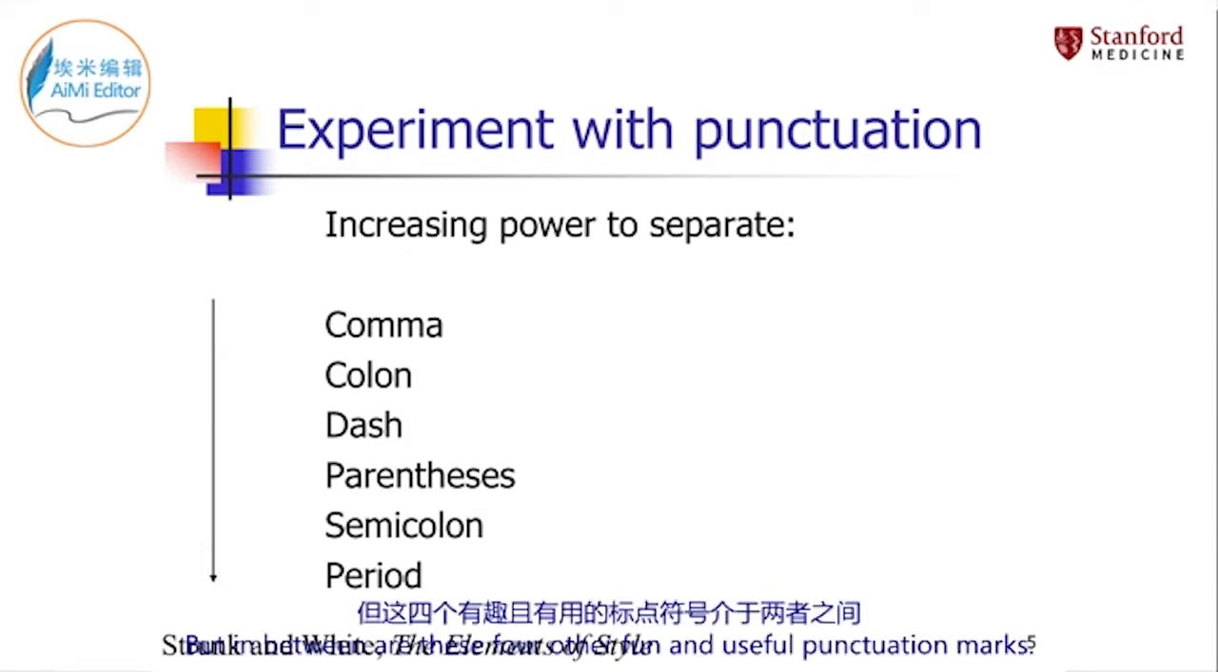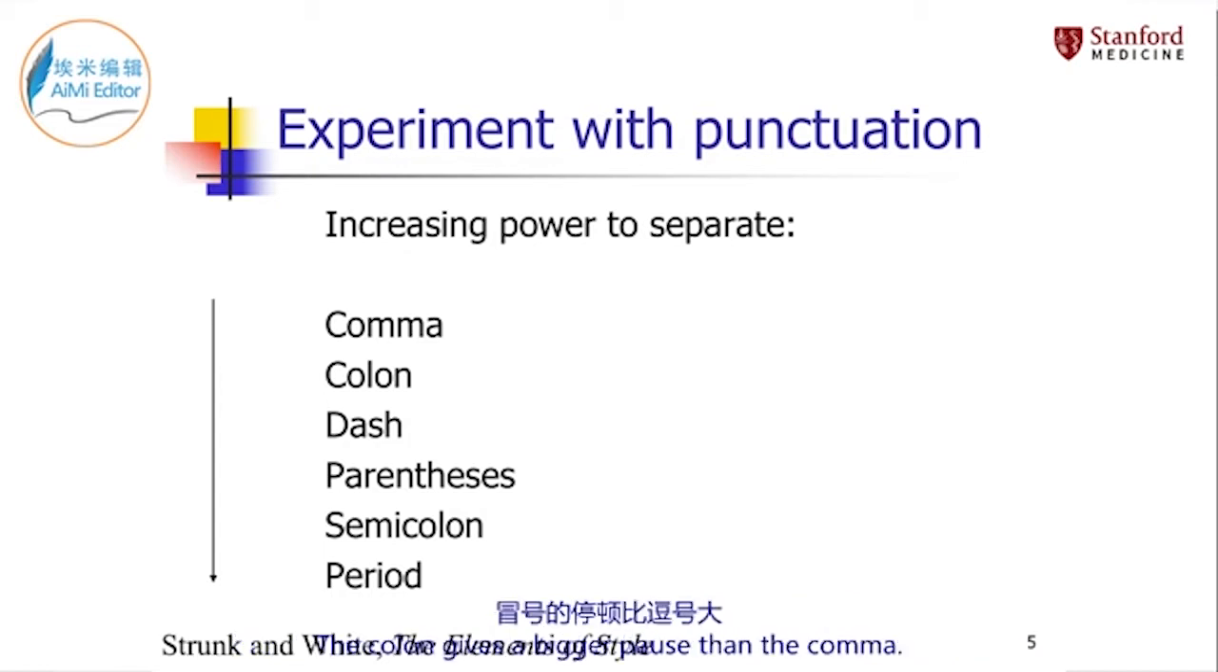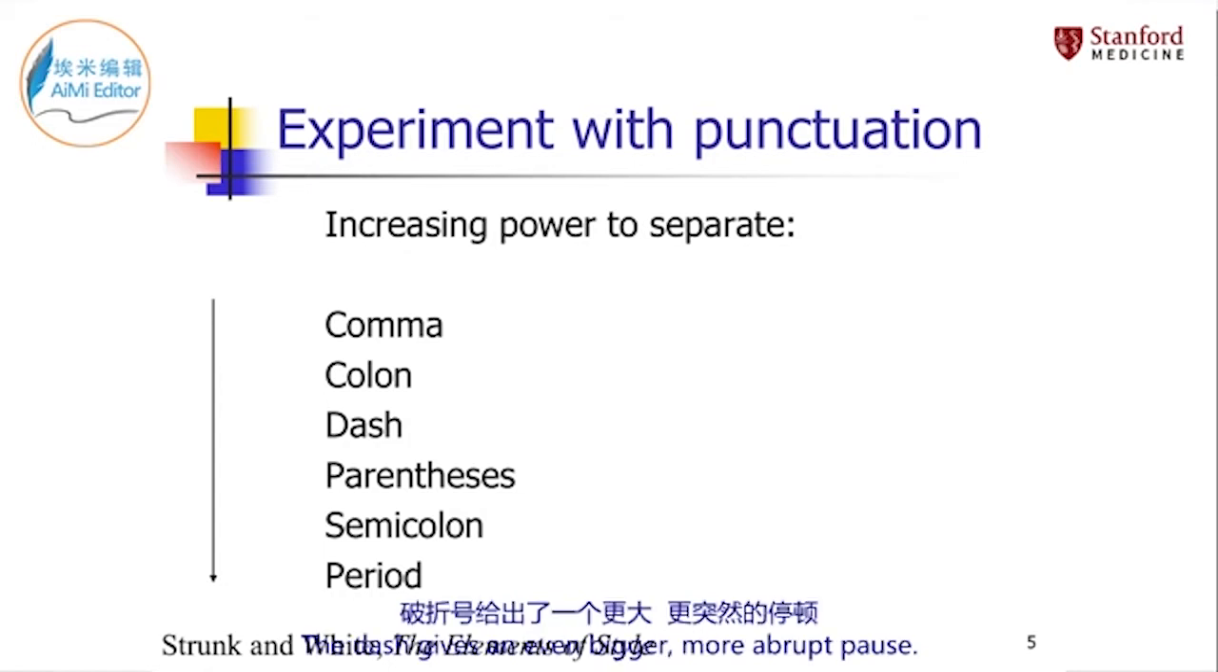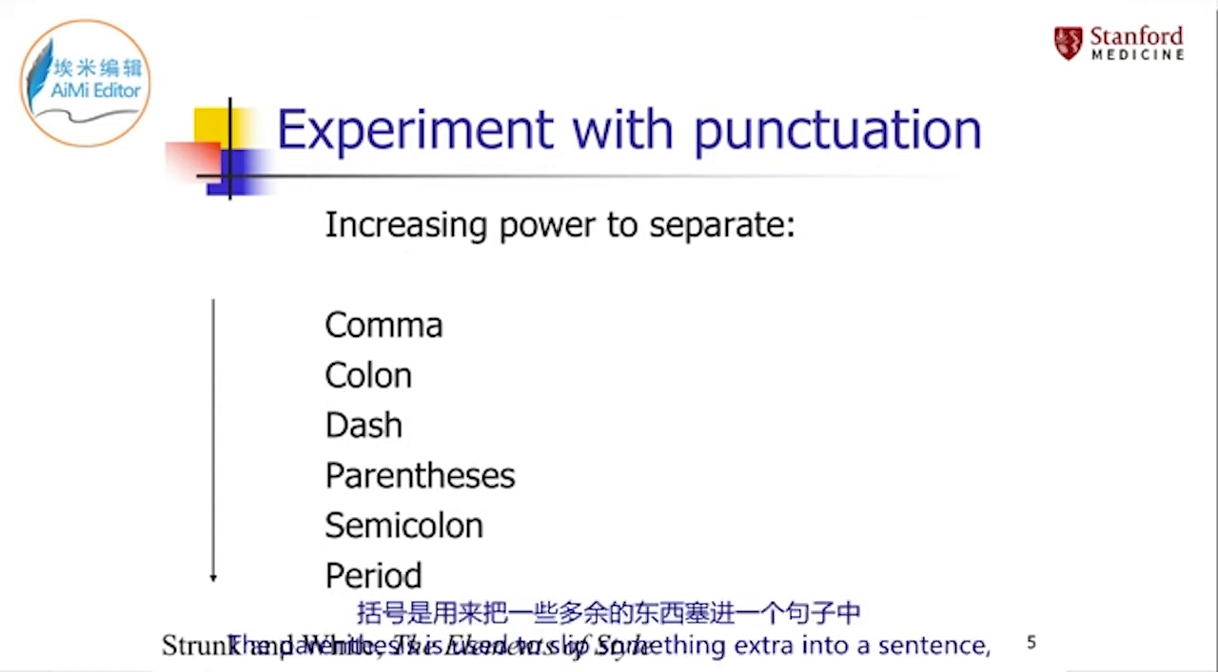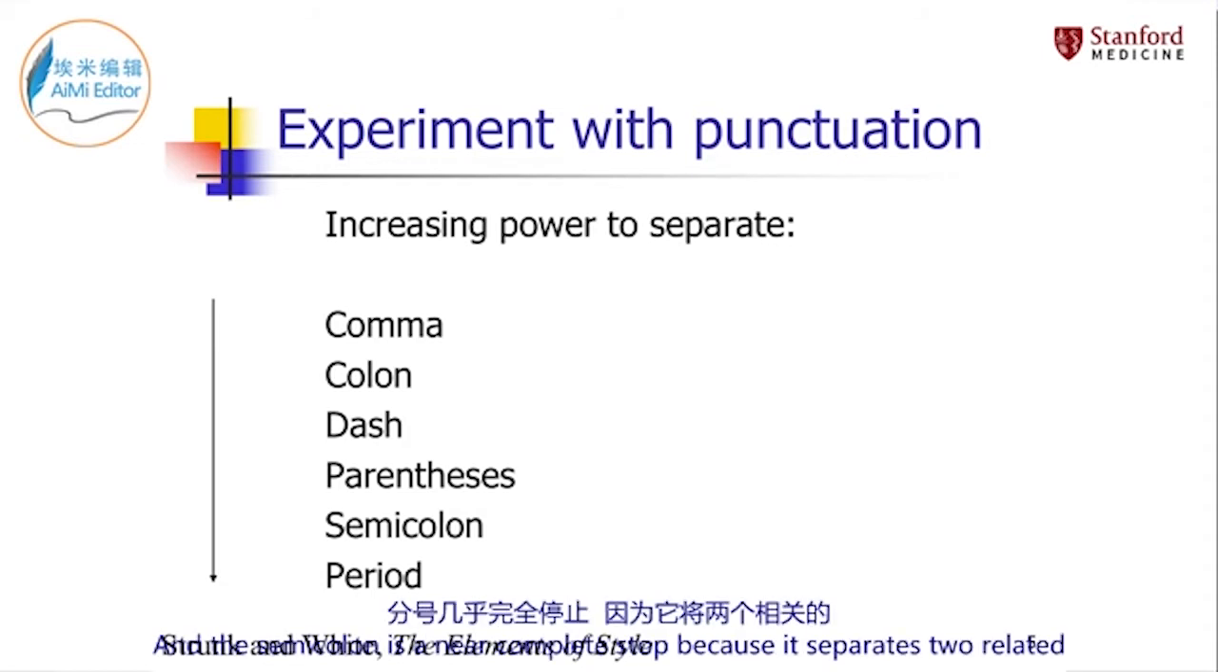But in between are these 4 other fun and useful punctuation marks. The colon gives a bigger pause than the comma. The dash gives an even bigger, more abrupt pause. The parentheses is used to slip something extra into a sentence, so it's a big pause. And a semicolon is a near complete stop because it separates 2 related sentences.